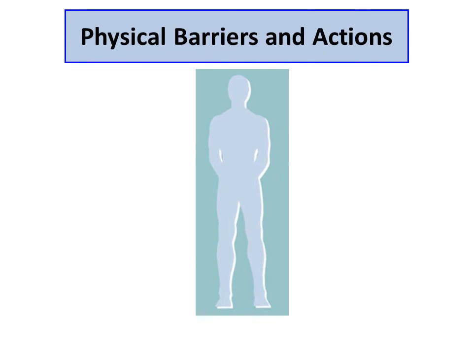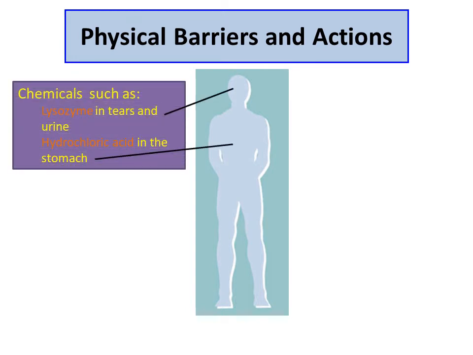I'm going to start by going through some of the physical barriers and actions that prevent the body becoming infected in the first place. Now, most of these will be something that you will be familiar with from GCSE, so I suspect that this will just be a little bit of a recap for you. So the first one are chemicals which the body produces. These chemicals include things like lysozyme, which you find in tears and urine, and things like hydrochloric acid, which is in the stomach.